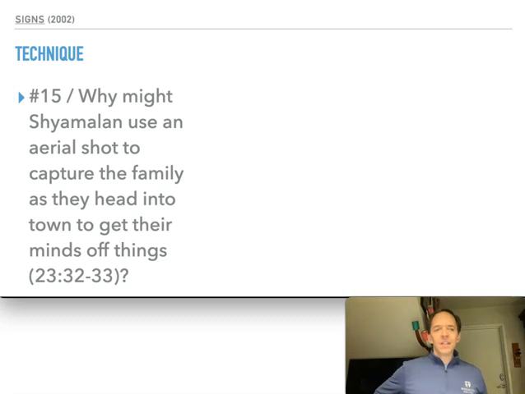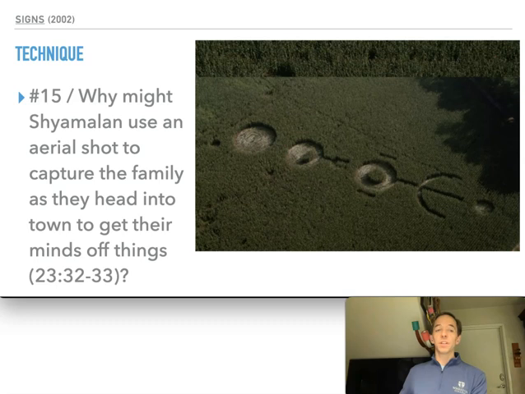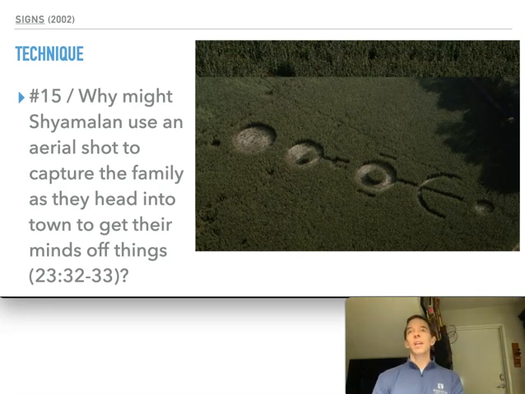So why does he use an aerial shot to capture the family as they head into town? Well, let's think about first where else he uses aerial shots. So this is the camera pulling back for them as they're standing in their own cornfield where there's a crop sign, and the camera comes back far enough that we can see this design. And this obviously is the perspective of the aliens themselves. It's suggested later in the film that they're using these to communicate landing sites. And later on, the aliens do land near these signs. We don't know details about what the different symbols mean or anything like that, but they are signals that the aliens are using.